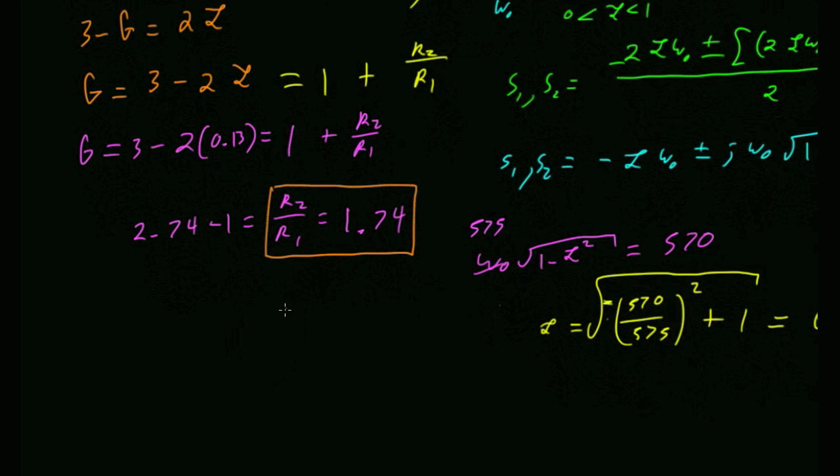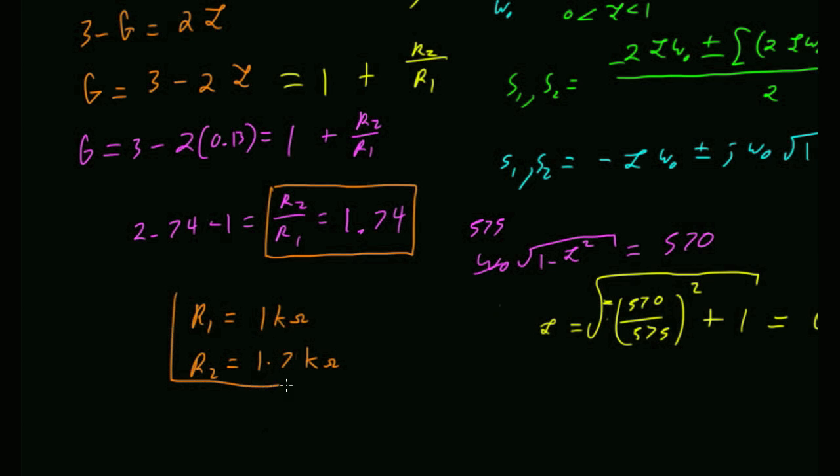Okay. Does it matter what the values of R1 and R2 are? No, as long as their ratio is 1.74. So I'll say that R1 equals 1 kilo ohm and R2 equals 1.7 kilo ohms. Okay, I'll simulate this for you on Monday.